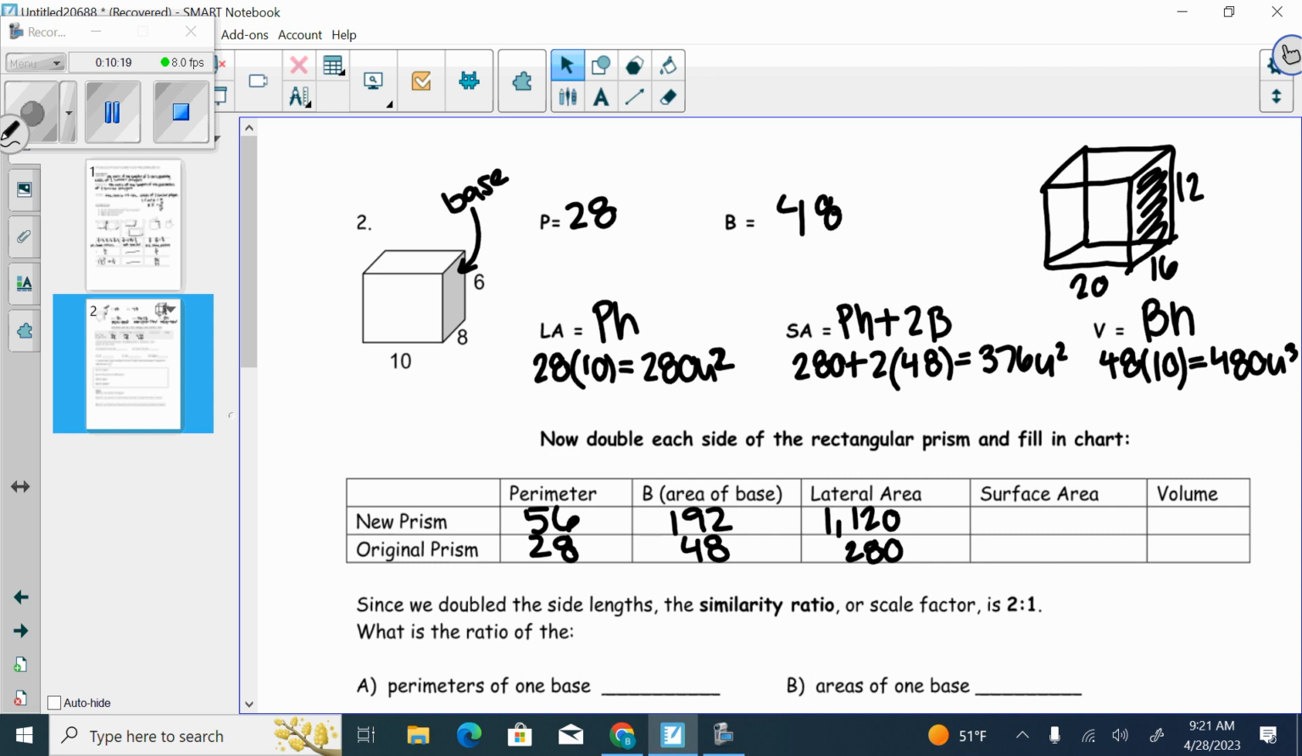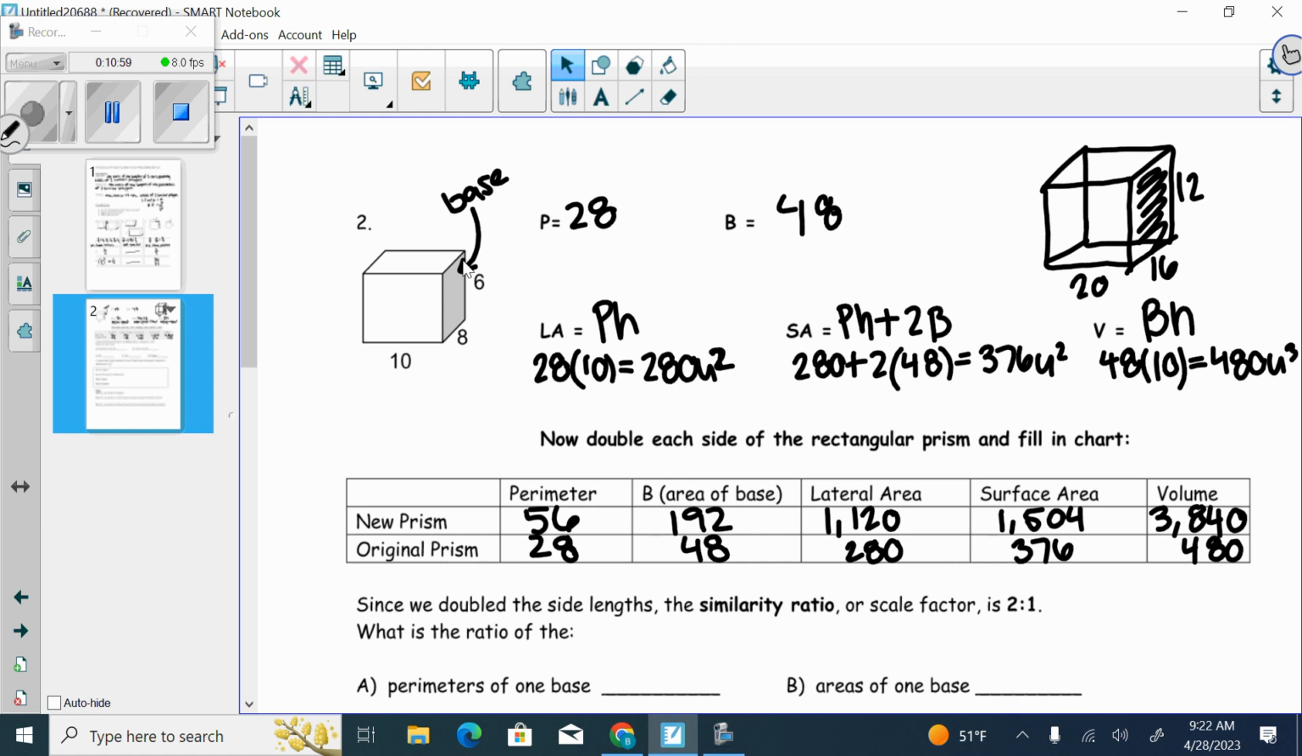All right, surface area is this same lateral area plus 2 of the bases. What do we get for our new surface area? Good. Compared to our original 376. All right, and then new volume, that's that base area, 192, times the new height, 20, gives us a volume of, compared to our original 480.